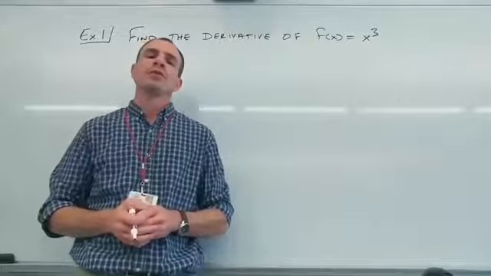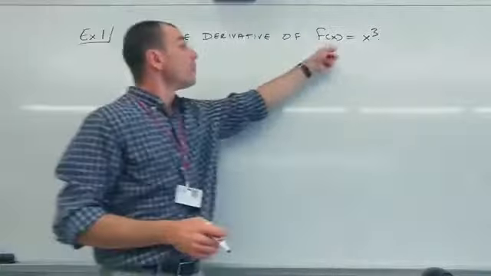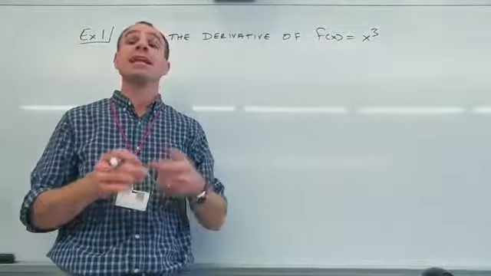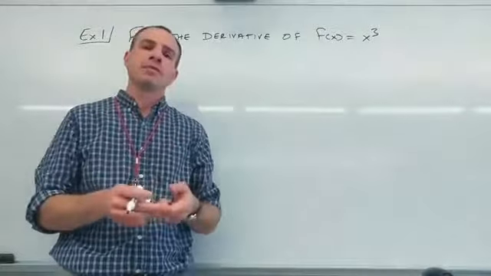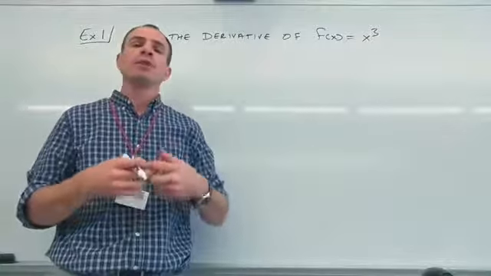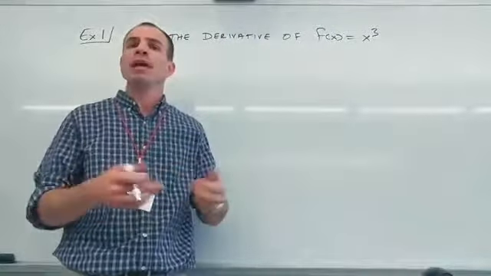Let's put this information about the derivative into action. We're going to try and find the derivative of f of x equals x cubed. All right, so we have a function f of x. We're looking for another function, which is the derivative of this function. This new function that we're trying to find is going to explain to us how x cubed is changing, the rate at which it's changing.